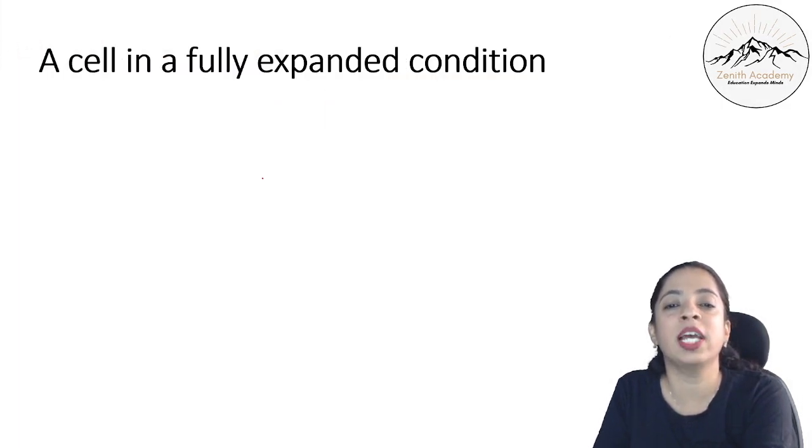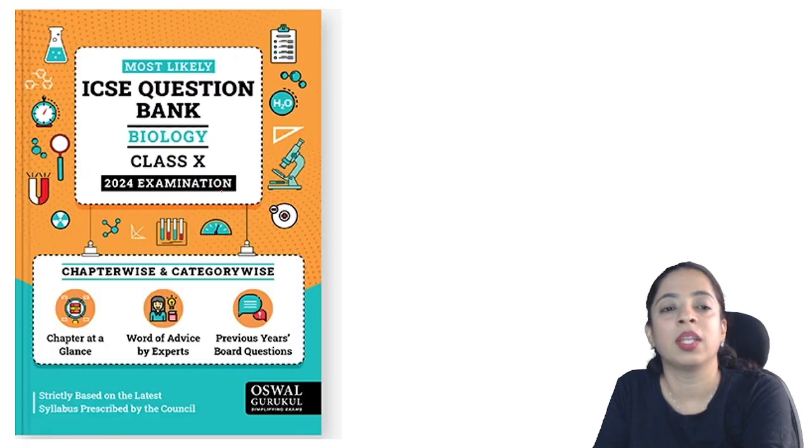A cell in a fully expanded condition is known as turgid. A turgid cell is a fully expanded cell.